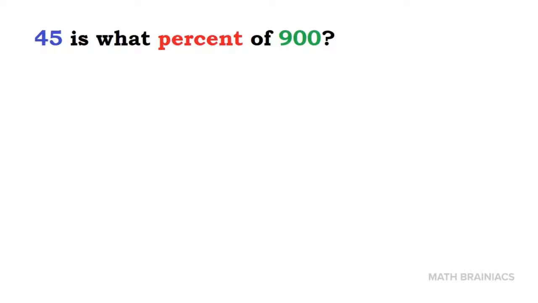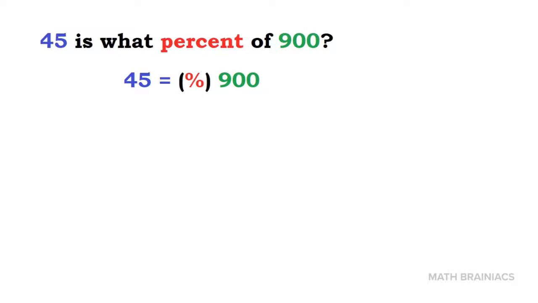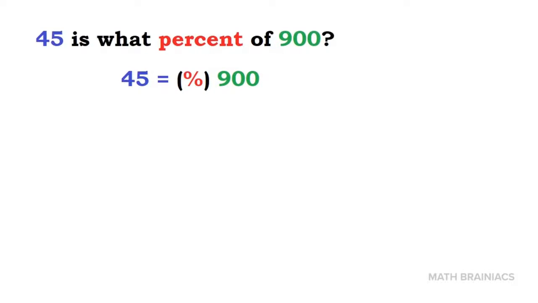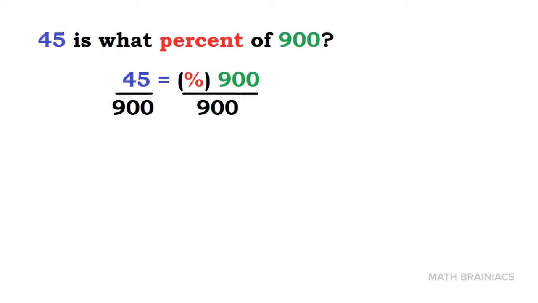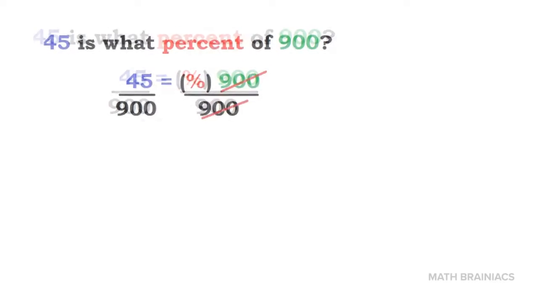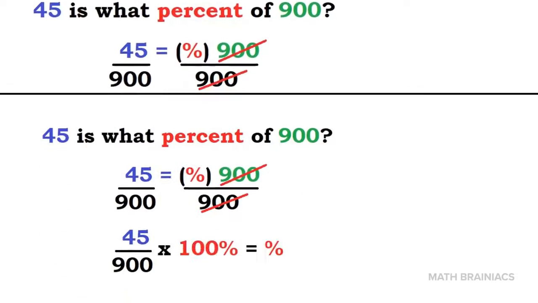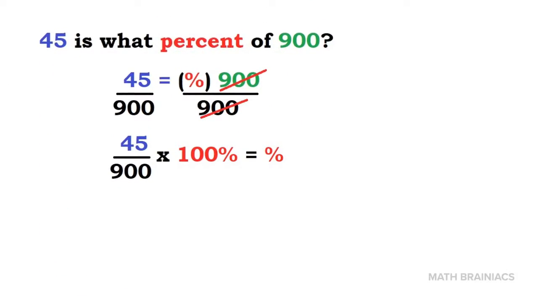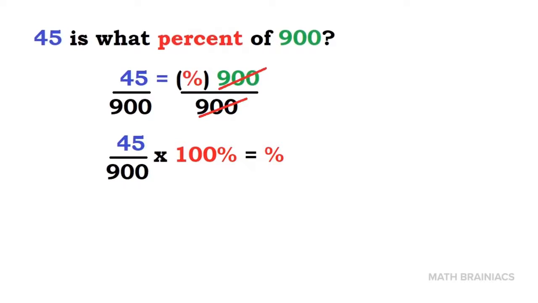45 is what percent of 900? Translating the sentence into equation, it will give us 45 is equal to percent times 900. To eliminate 900 on the right side, we're going to divide both sides by 900. And we can cancel out 900 on the right side. Since we need the percent, we're going to multiply 45 over 900 by 100%.